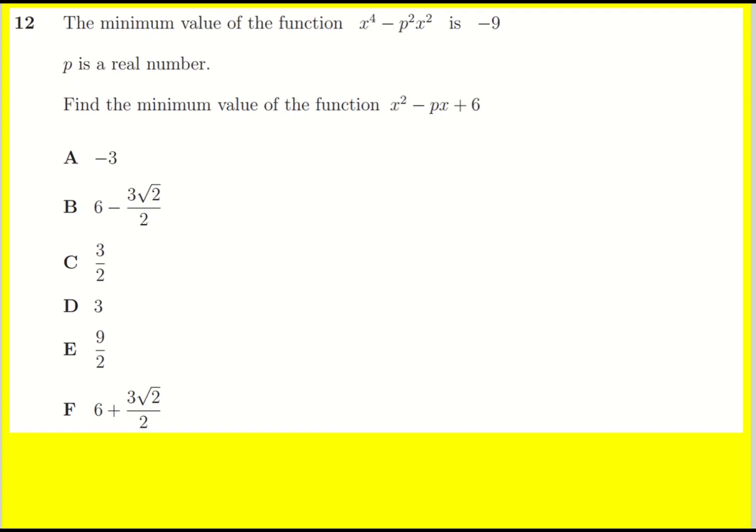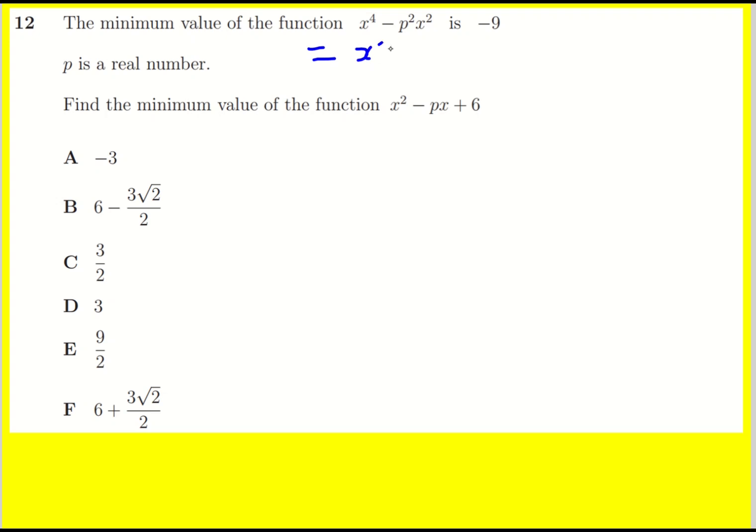Given the minimum value of this quartic, we're asked for the minimum value of this quadratic. Right, I've got to work out what p is. Now the quartic's a little bit awkward, but what we can see is that there's no x cubed term, there's no x term. It's actually a hidden quadratic.